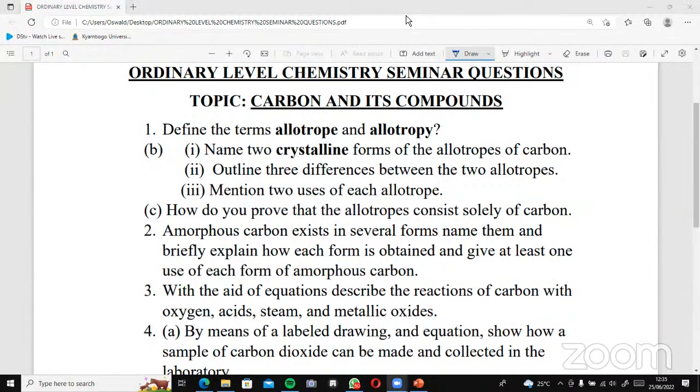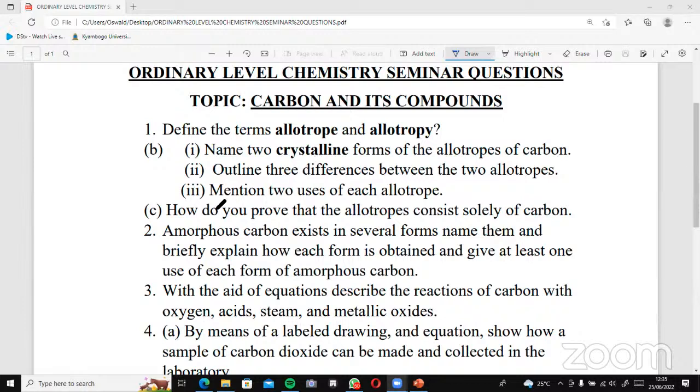Martha, can you help us? Yeah, allotropes are various forms in which elements exist without a change in physical state. And allotropy is the existence of an element in two or more forms in the same physical state. Okay, thank you, Martha. Let's go to part B, Roman 1.